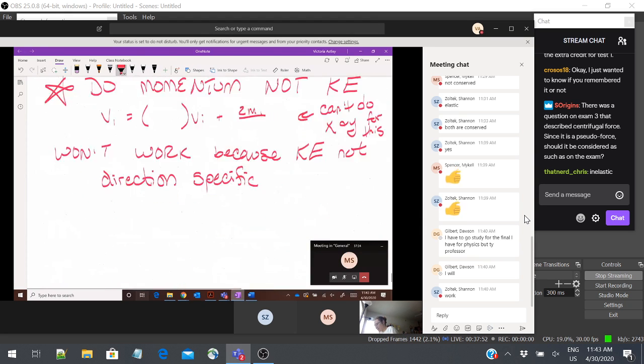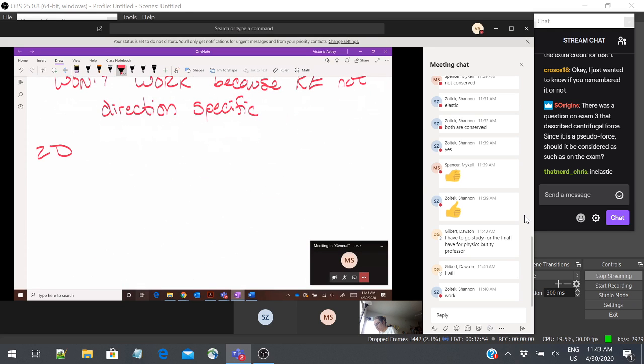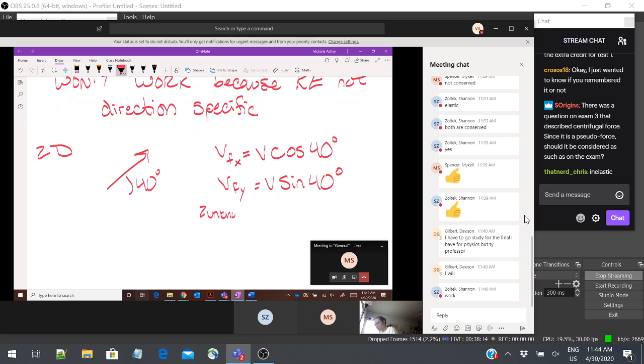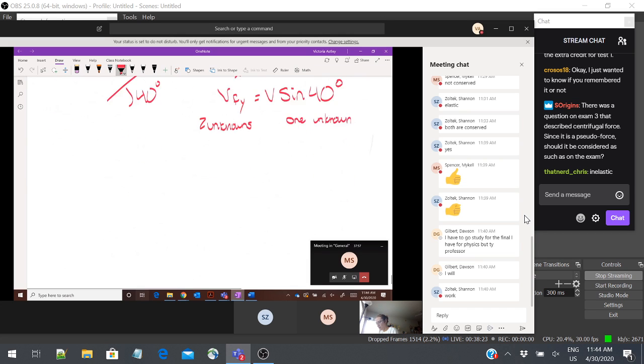Okay, and the other thing is sometimes in 2D problems, it will give you an angle. There was one like this on test 3. The thing to remember is that you can break it into X and Y components. So instead of having two unknowns, now you really only have one unknown, right? Because you know theta, you just don't know V. Okay. All right.